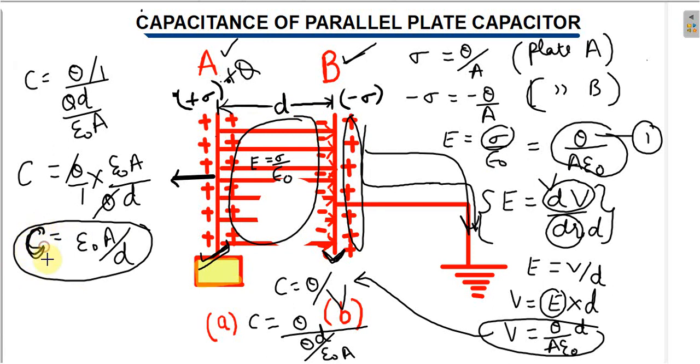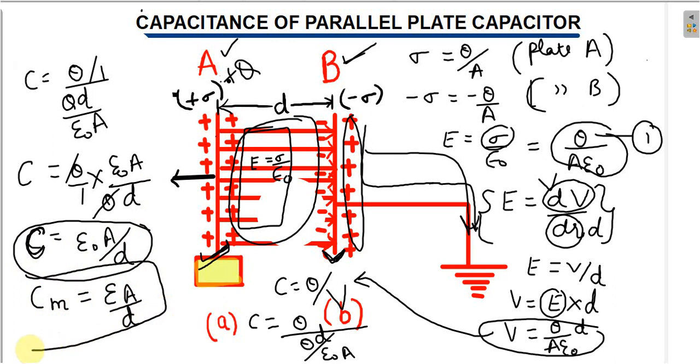But when there is any dielectric medium, what will you do that time? That time you will write this formula, Cm. M stands for when a medium is in between, and this is epsilon, and A, and this is your d. So this is the formula when you have to deal with a material medium, when there is a dielectric substance between the two parallel plates of the capacitor.